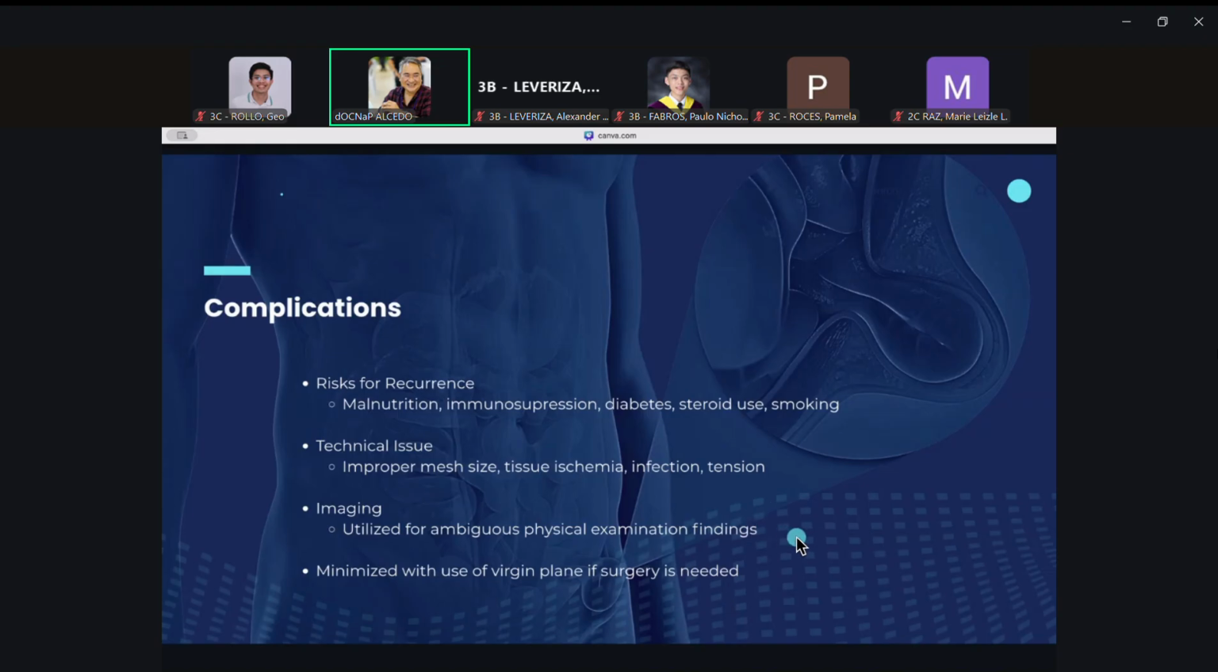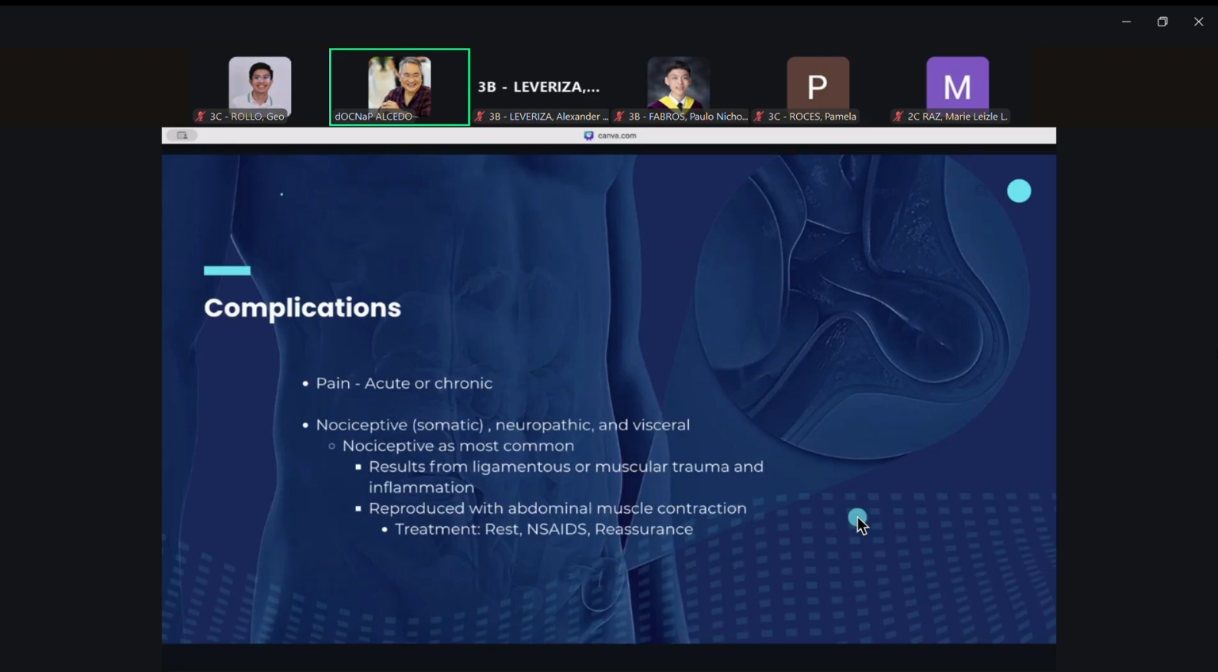So sometimes we use imaging studies when the physical finding is ambiguous and we cannot rule out or rule in one from the other when we're trying to do our evaluation of the patient. Okay? We can resort to the use of the ultrasound, CT, or sometimes MRI, but very unlikely. And all of these complications, again, are minimized with the utilization of a virgin plane when we do redo surgery. Okay? So more of the complications, okay?